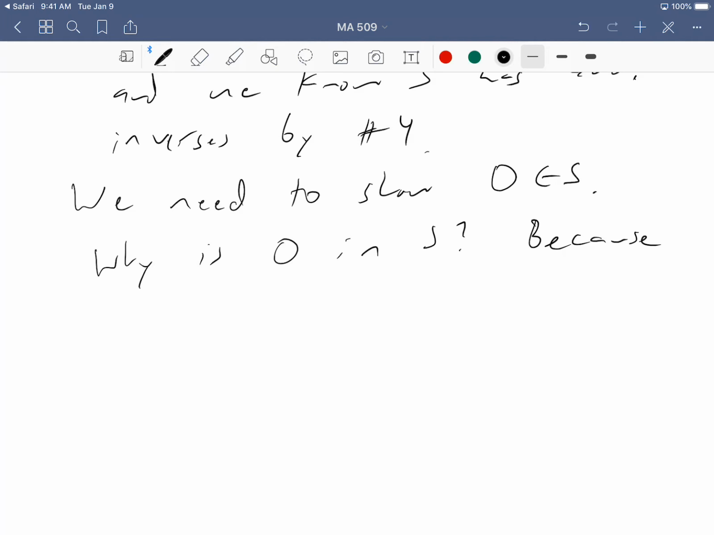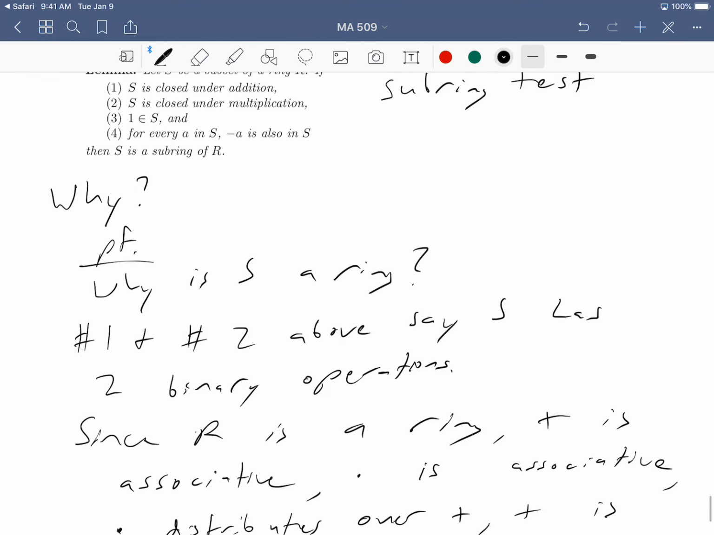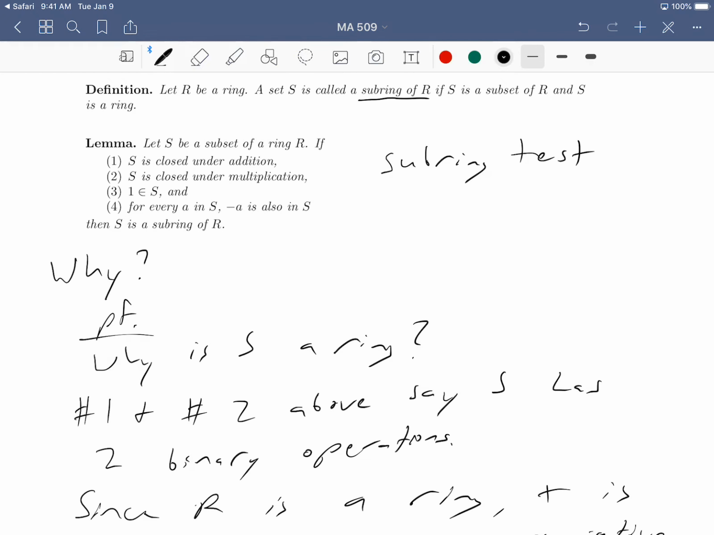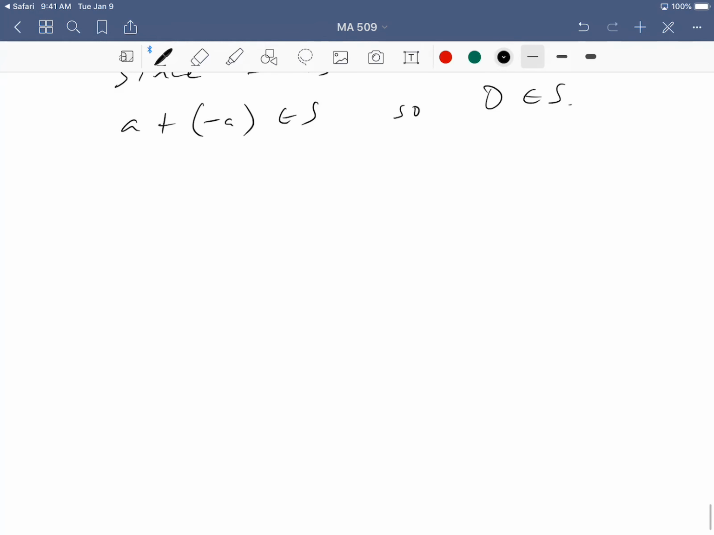And the answer here is because if A is in S, minus A is in S, and that was by property 4, right? And since S is closed under addition, A plus minus A is in S, which means 0 is in S. And so all we need is to check that S is closed under addition and multiplication, that those operations make sense for S. We need to make sure 1's in there, an additive inverse is in there, and then we're done. That's all we need to say that S is a ring. And so this is a really handy thing.